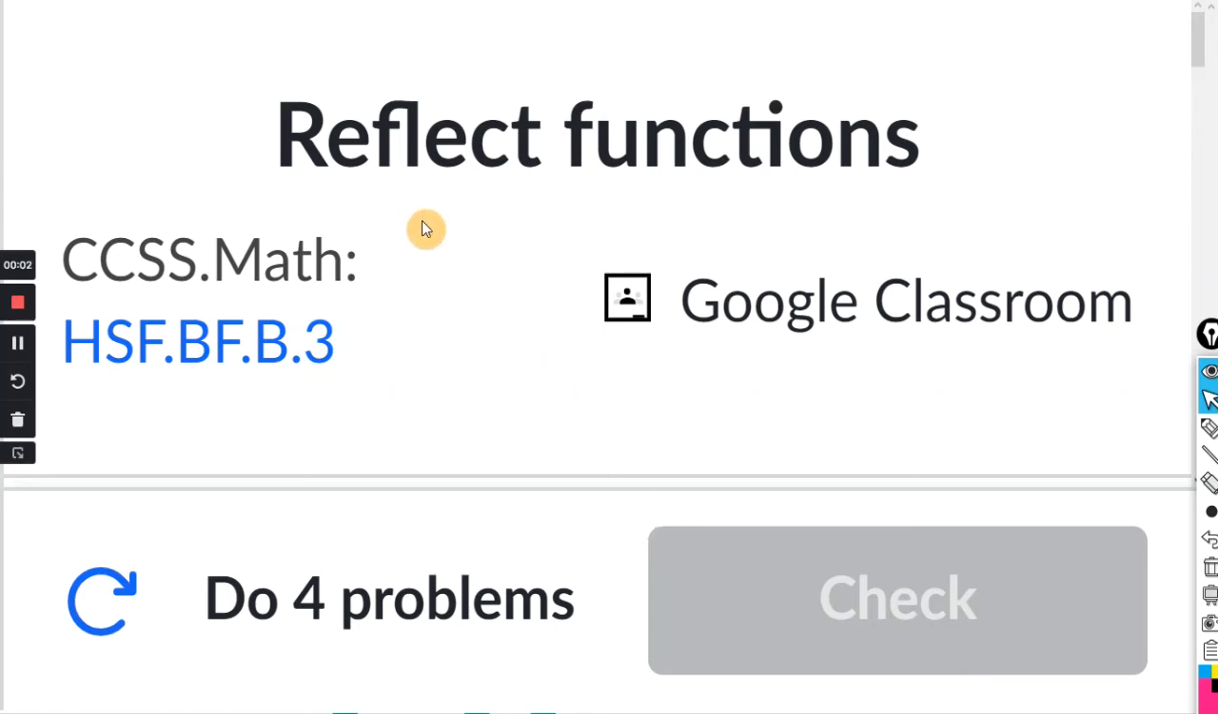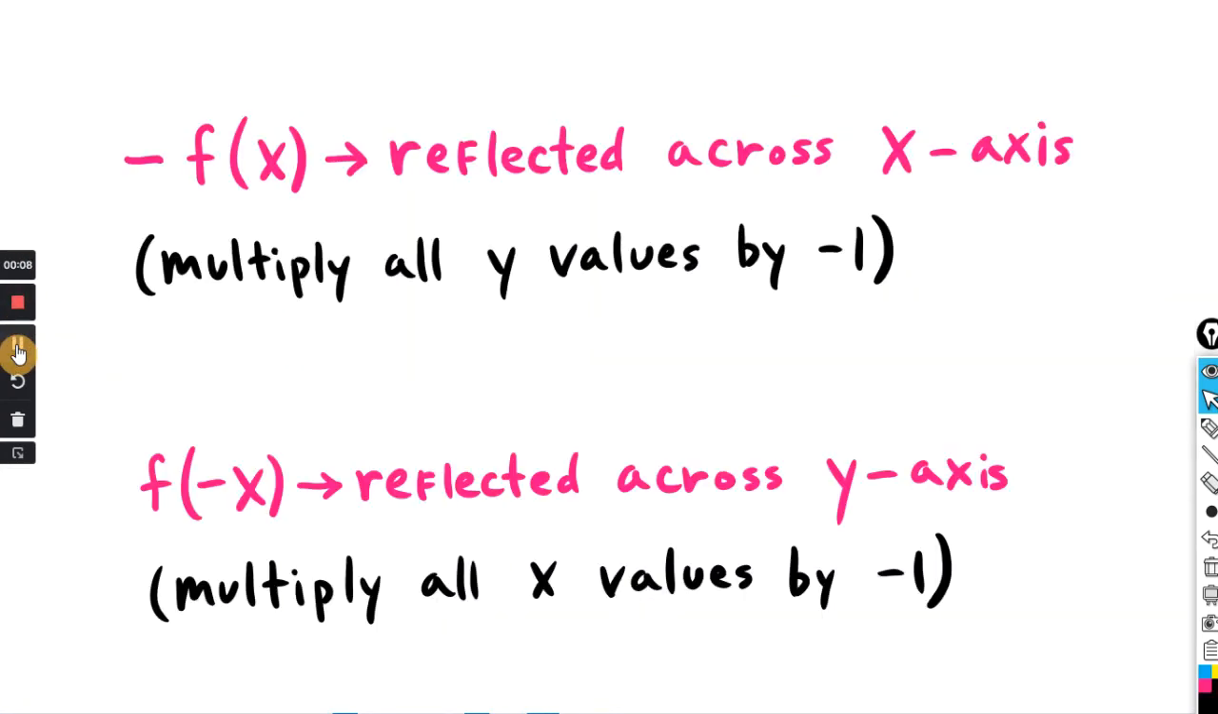This will be for the con exercise, reflect functions. So some notes before we begin.